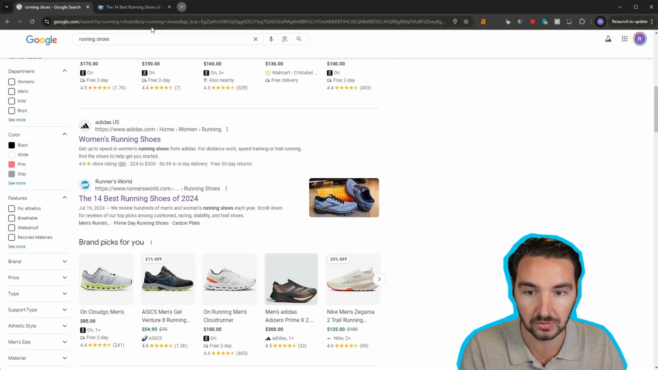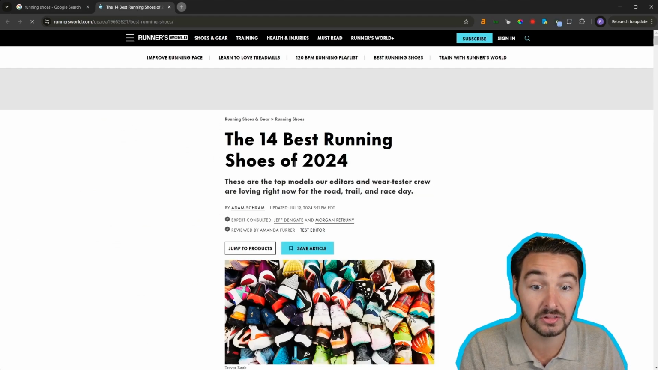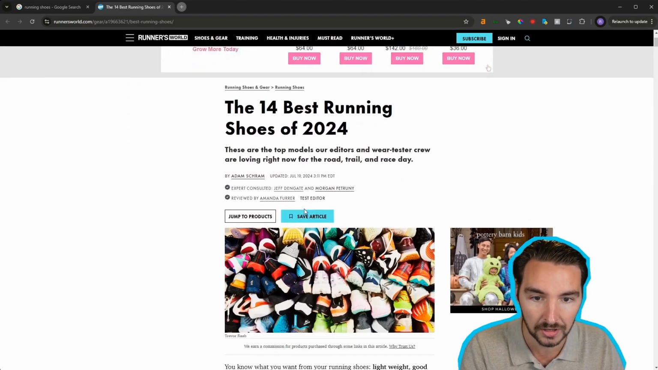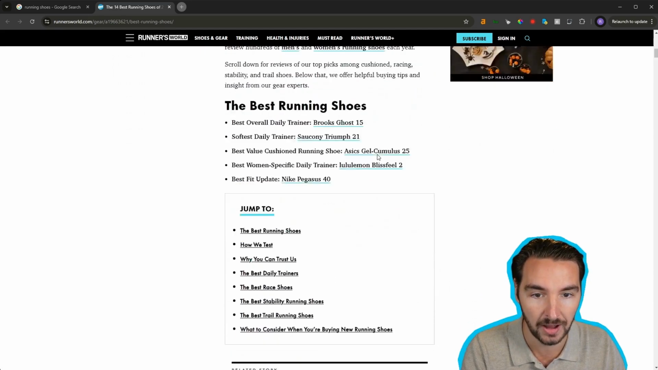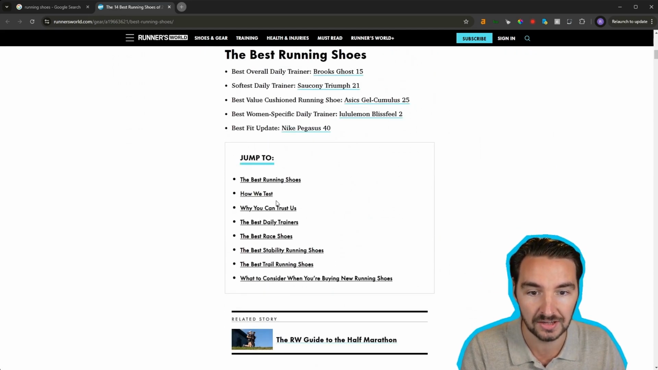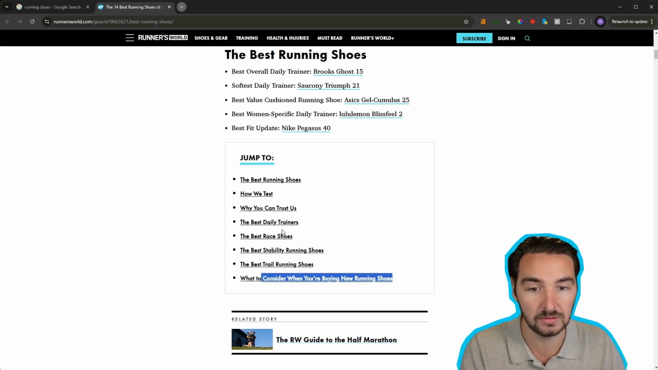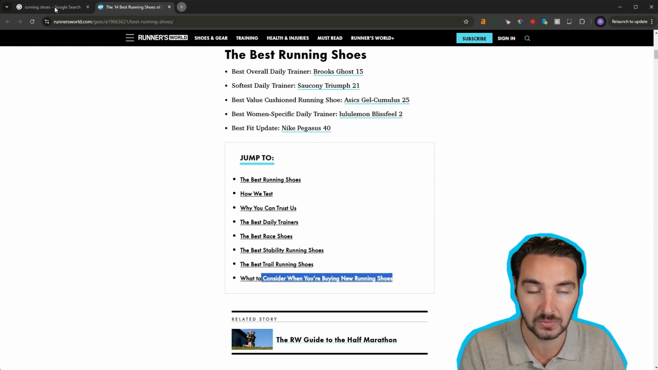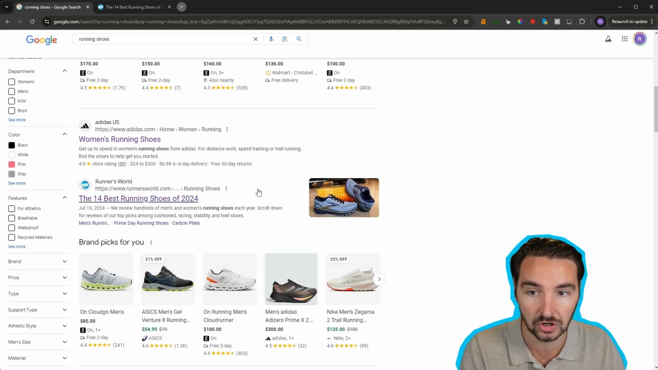So, the 14 best running shoes of 2024. We can literally look at this article because Google ranks it right now as basically almost number one. We can look at it and see what they're talking about. They're basically comparing them, how they're testing them, why you can trust them, and they're breaking it down. Trainers, race shoes, stability, and trail running, and what to consider. These all could be separate blog topics, or even comparing and contrasting trainers to race shoes, stability shoes to daily trainers. There's so many different angles here which we can just learn just by looking at what Google's currently ranking.